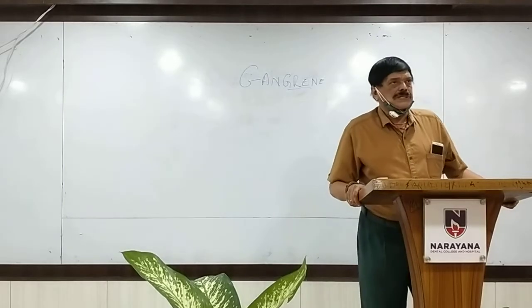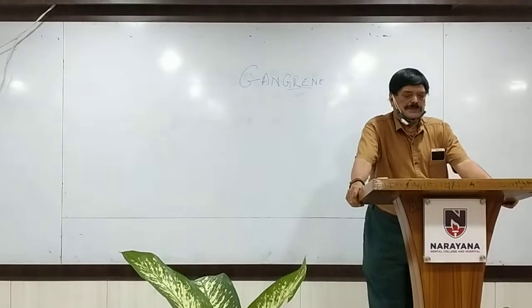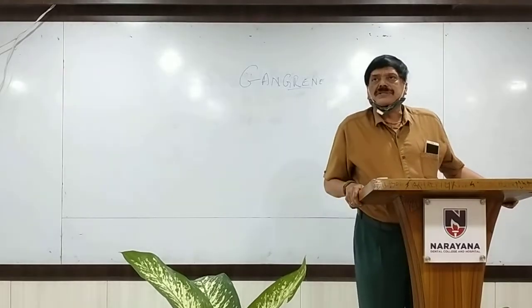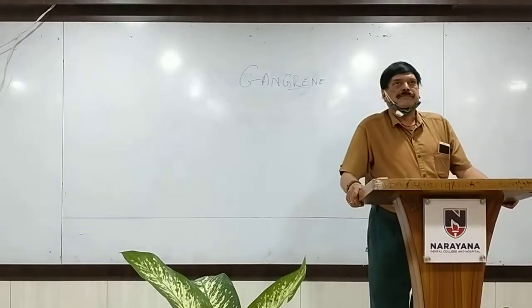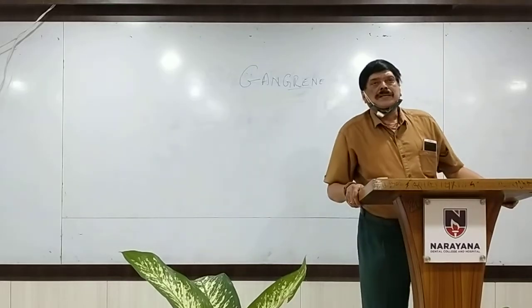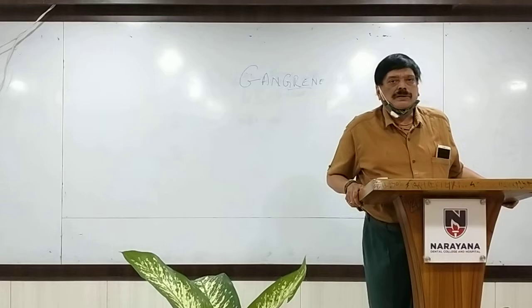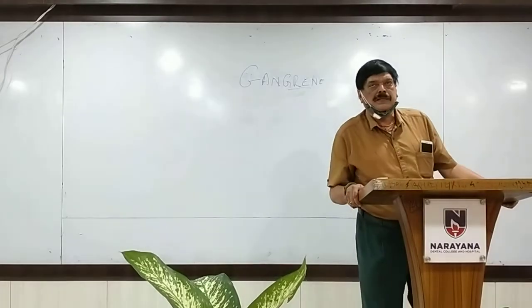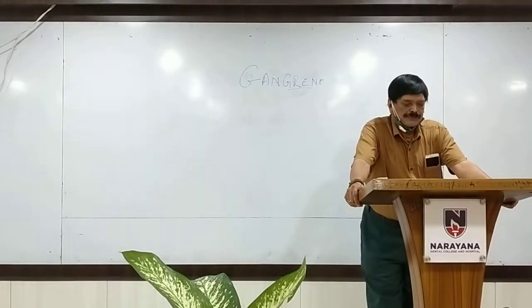What is necrosis? Some terminology you must know. Necrosis is the death of a group of cells. Then you have another entity which is called a slough. Slough is a piece of dead or soft tissue.